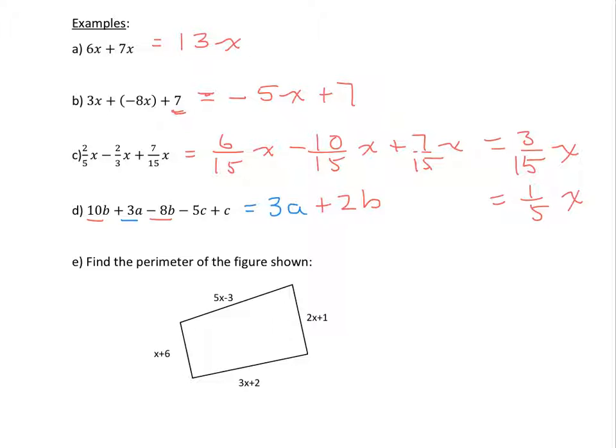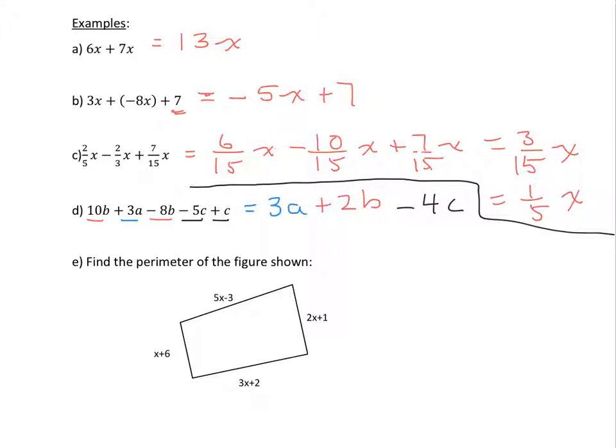And then if we look at our c terms, we have negative 5c plus 1c. So that gives us negative 4c, or subtract 4c. I'm going to just separate those two questions out there.